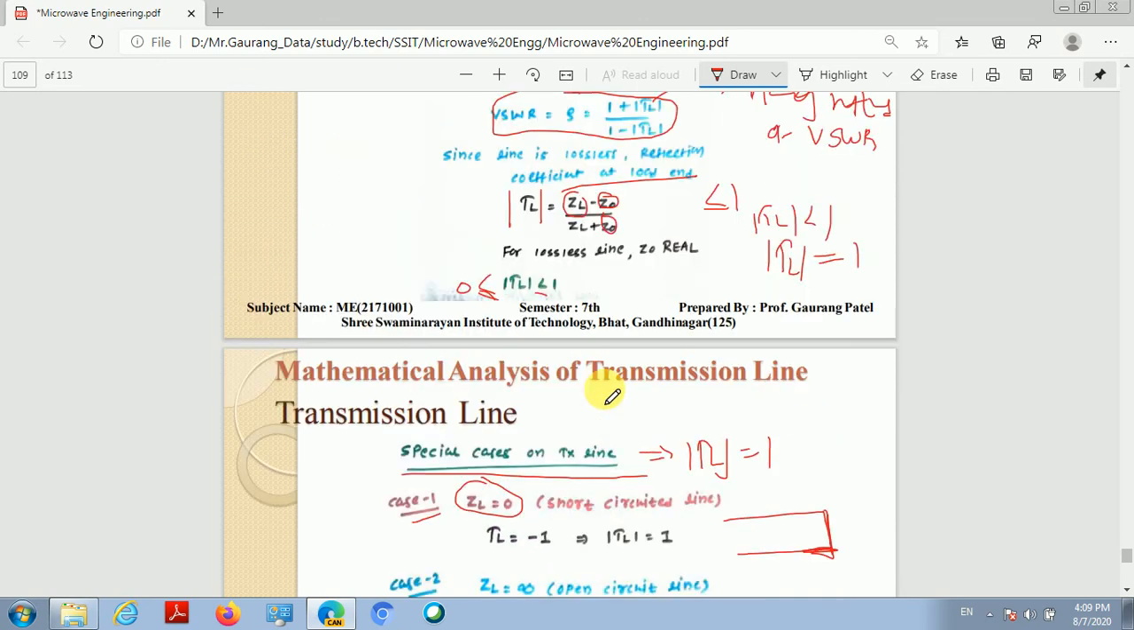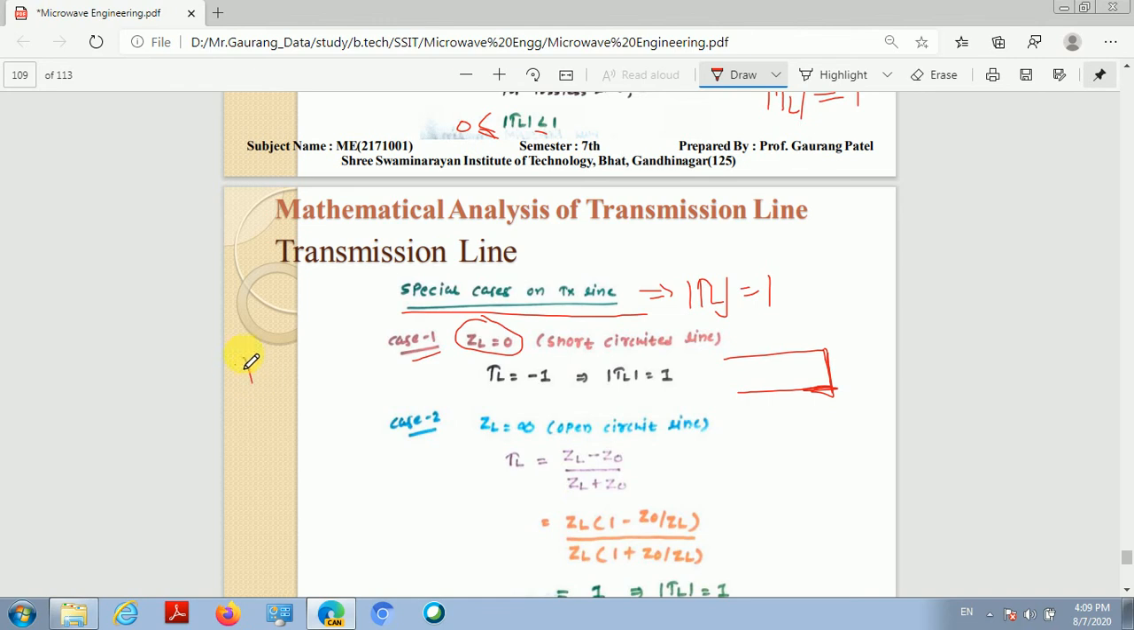How did it come? As we know, what is the relation between ZL, Z0 and gamma L? That is gamma L is equal to (ZL minus Z0) divided by (ZL plus Z0). Now here what is the value of ZL? ZL is equal to 0. तो यहाँ पे 0 रख दो, यहाँ पे भी 0 आएगा. Then minus Z0 divided by Z0, that is minus 1, और इसका magnitude लेंगे तो कितना मिलेगा? 1. So when the line is short circuited, ZL is equal to 0, ZL is equal to 0 का मतलब होता है line is short circuited. In that case, the magnitude of the reflection coefficient is 1.